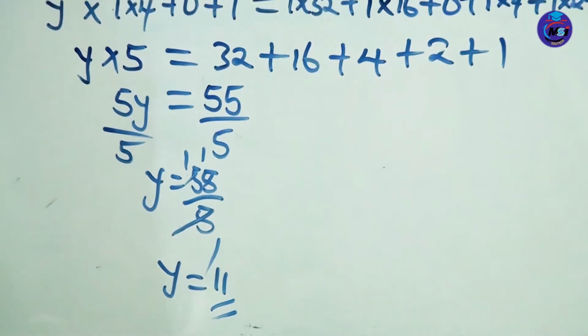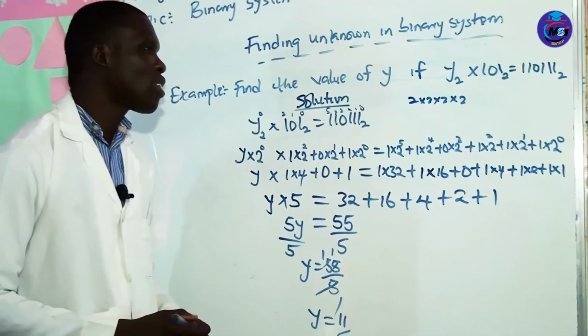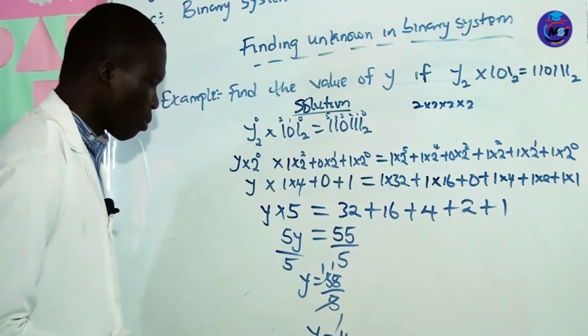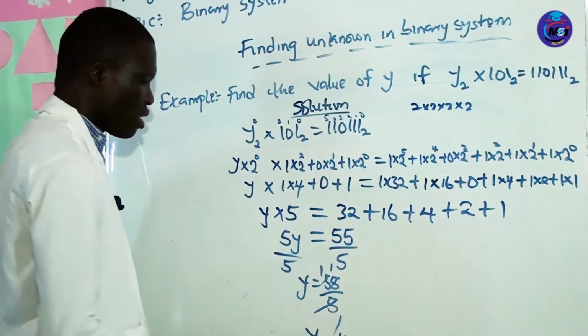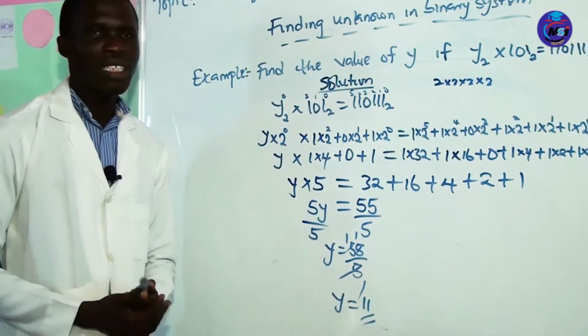So I believe you understand. So this now will be substituted by what? 1, 1. Are you getting me now? Okay. So this will be the value of y. Now let me give you another example.